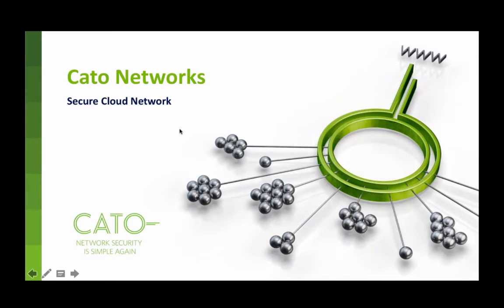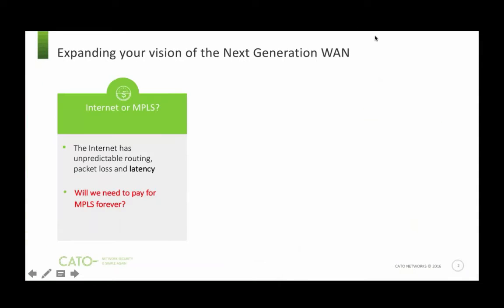Okay, hello everybody. I'm very happy to follow Jim's great overview of the current trends in wide area networking. I'm going to be talking from the perspective of the secure cloud network, which is Kato's offering. What I'd like to do first, though, is to discuss why the secure cloud network is really an expansion of the vision for next generation WAN.